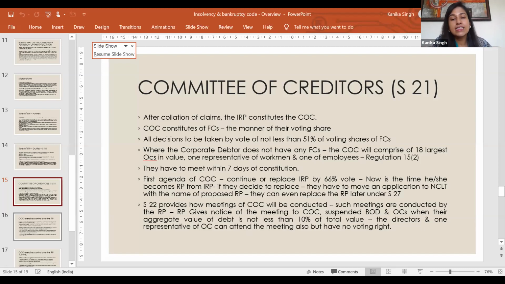The next thing is section 22, which provides how the meetings of the committee of creditors are to be conducted. These meetings are conducted through the RP, that is the resolution professional. He will give notice of these meetings. The financial creditors have voting rights in these meetings. The voting rights are determined depending on their ratio of debt. The larger your debt is, the larger your voting right will be. These meetings also have some representation from the operational creditors, but they don't have any voting right. Now moving on to the next slide.